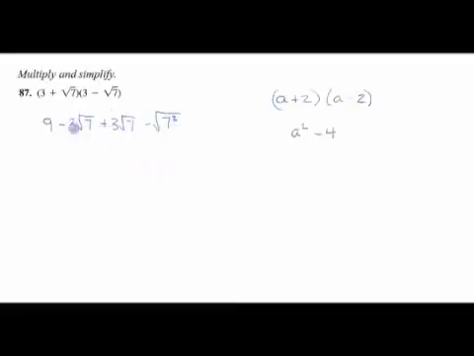Now we can see that the middle drops out, and I have just a 9 minus the square root of 7 squared, which is simply 7, and 9 minus 7 is 2. Kind of a neat problem where we're multiplying two numbers with radicals and we get something that is not a radical.